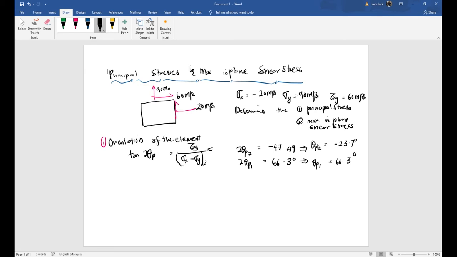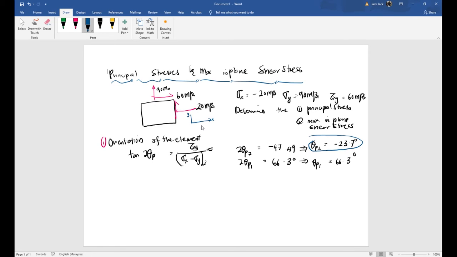Okay, and then the next step, we can also draw the diagram. We can also draw the orientation of the element. So we know that, let's just have this value. Theta is equal to 23.7 degrees. So this is your original axis, the xy axis.